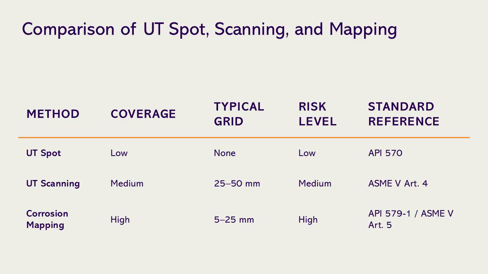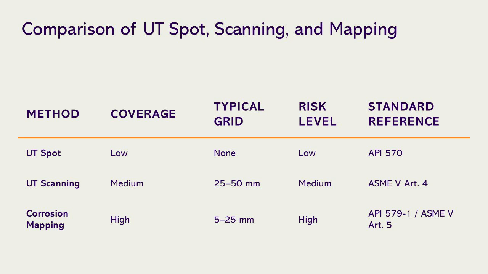The three UT methods differ significantly in coverage, resolution, risk applicability, and cost. UT spot offers minimal coverage and is used for low-risk circuits with uniform corrosion, per API 570. UT scanning offers medium coverage and improved detection for localized thinning, useful for medium-risk circuits under API 581. Corrosion mapping offers full coverage and the highest POD, supporting fitness for service decisions under API 579-1. Scanning grids, 25 to 50 mm, are more efficient but less detailed than mapping grids, 5 to 10 mm.